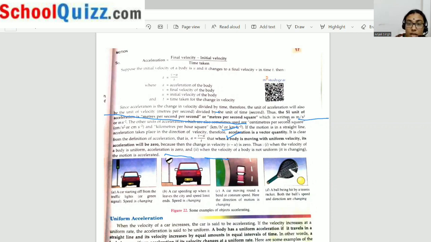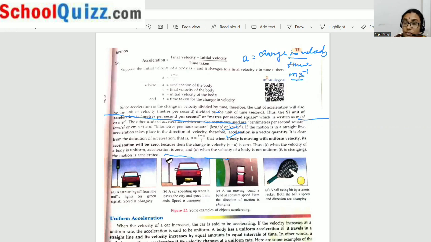And the most important, the SI unit of acceleration. Acceleration is equal to change in velocity upon time. The unit of velocity, we already studied, is meter per second. If you don't know, please see the third video.